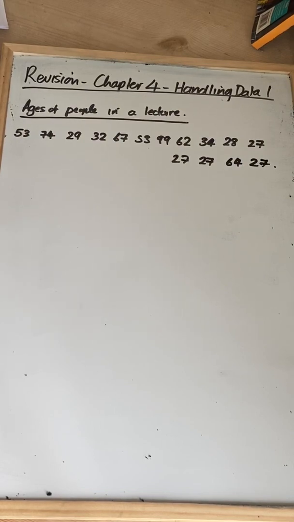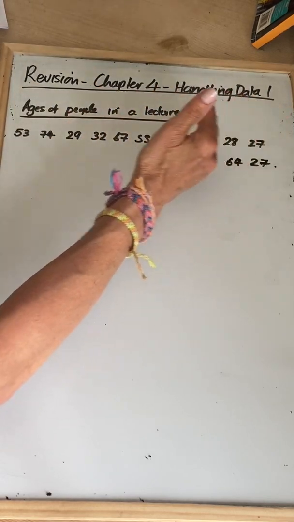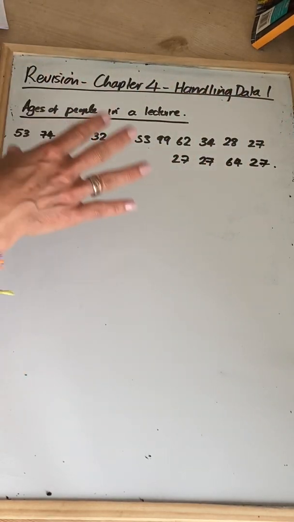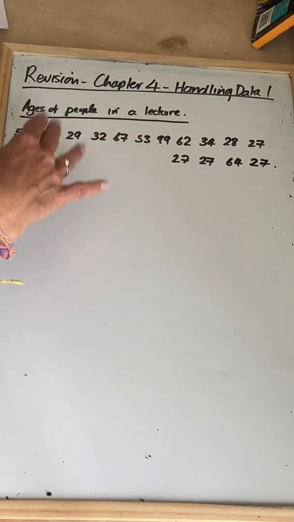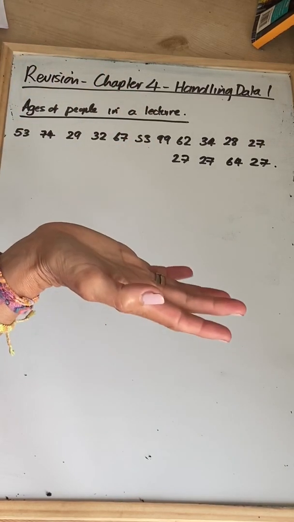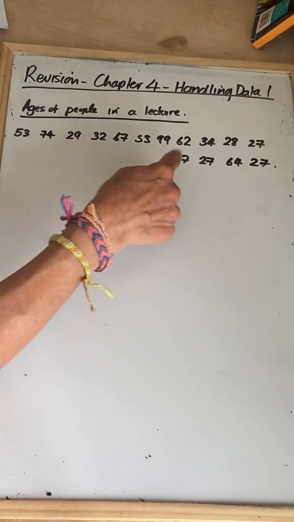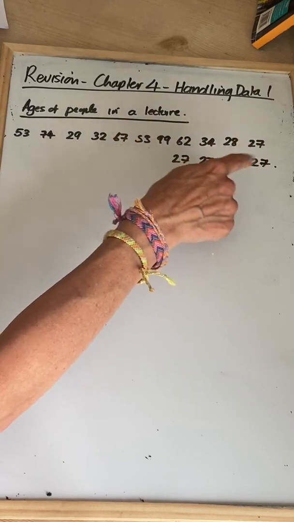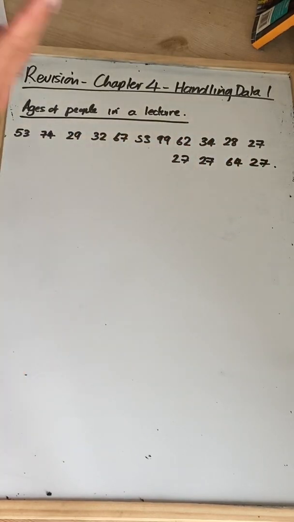Okay, so what we have got is a set of discrete data. These are specific numbers. They're not in decimal form or anything. They're actual specific values. And I've just said they're ages of people in a lecture. They could be ages of people at a birthday party. Could be somebody's 27th birthday, couldn't it? Or 28th birthday. Anyway, so there are people sitting in a room, and these are their ages.